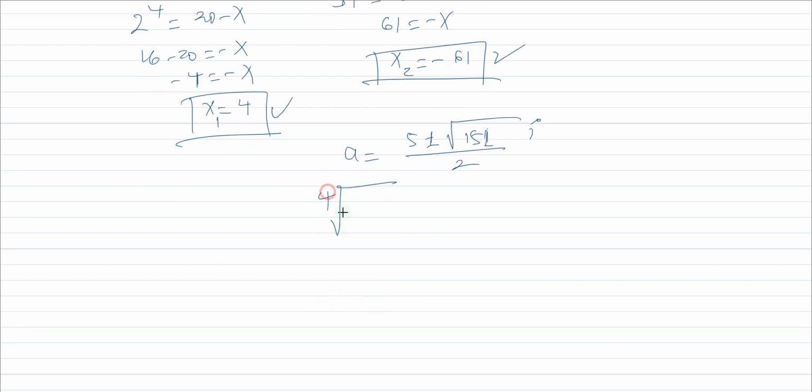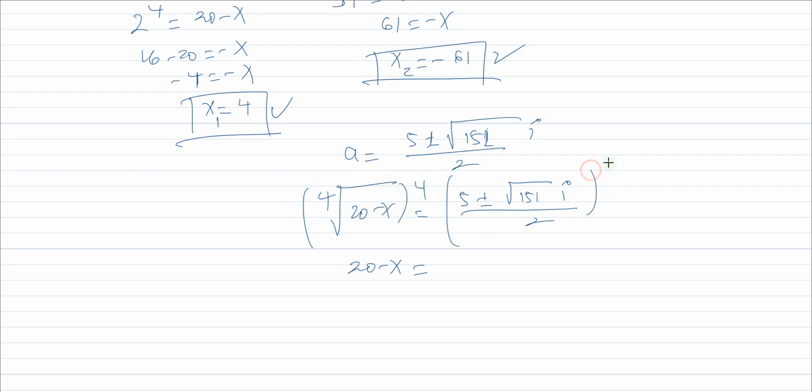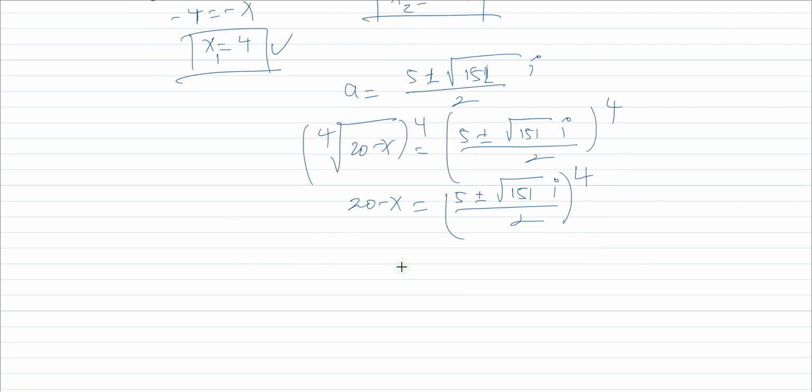Okay, so I have that a, the fourth root of 20 minus x, is going to be equal to 5 plus or minus square root of 151i divided by 2. So taking both sides to the power of 4, I'm going to have 20 minus x equals 5 plus or minus square root of 151i divided by 2, to the power of 4. So if I send this x to that side and this one to this side, we're going to have x equals 20 minus 5 plus or minus square root of 151i divided by 2 to the power of 4.